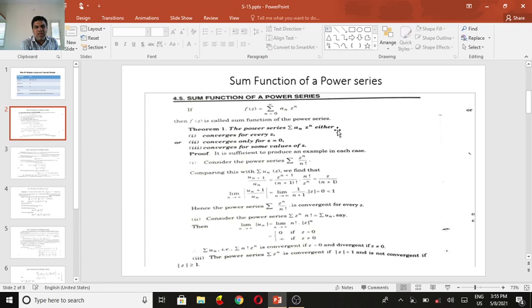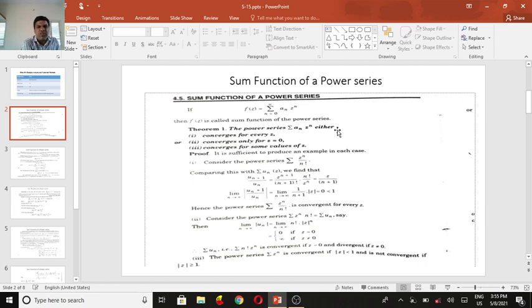In the previous session we saw that convergence depends on the values of r, where r equals 0, finite, or infinite. In the same way, this theorem depends on z. It converges for every value of z, it converges only for z equal to 0, or it converges for some values of z. So it is sufficient to provide an example in each case.